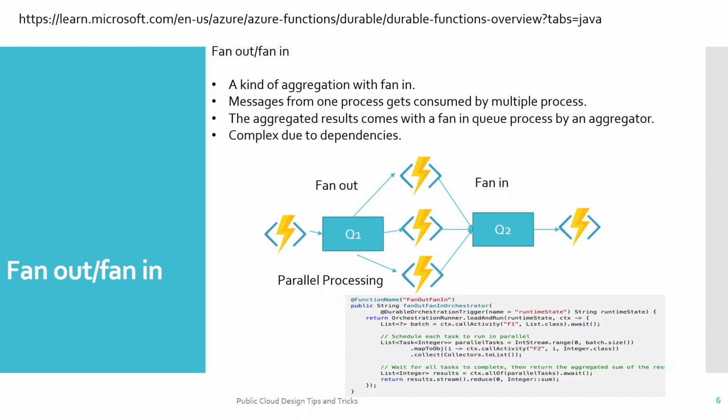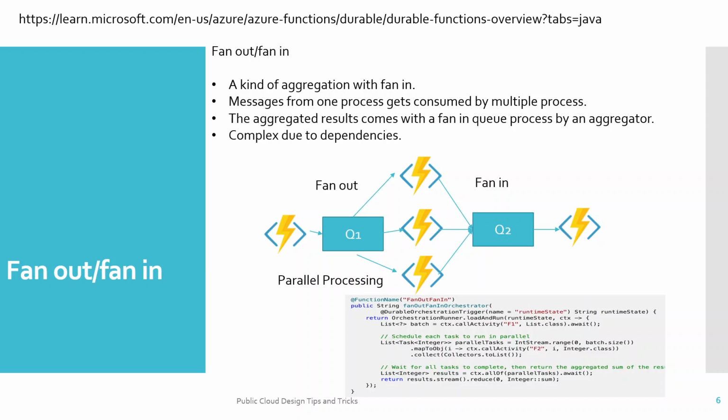So what does fan out mean here? Fan out means all the messages triggered from the initiator go into q1, that is the fan out. And once the aggregation happens, the result is pushed to q2, which is the fan in, to do the aggregation.